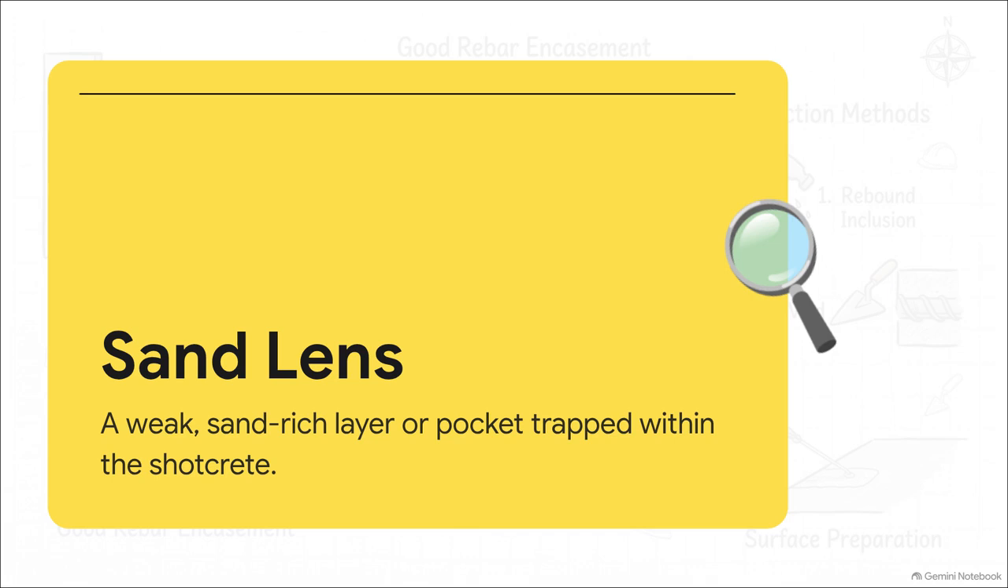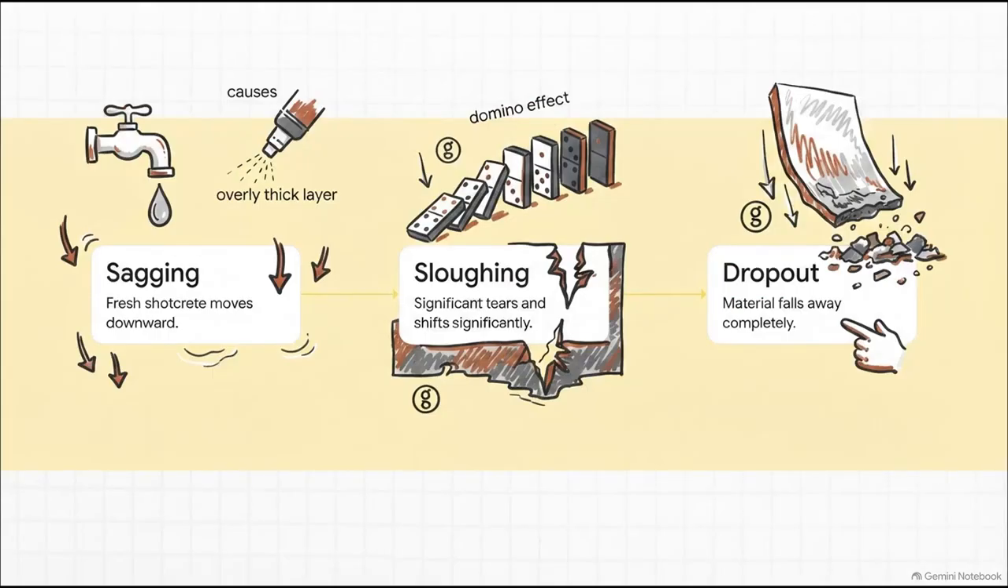They love to hide out behind congested rebar, in tight corners, or near forms where rebound gets trapped. This is exactly why, as an inspector, you have to watch those high-risk locations like a hawk during the actual shooting process. Now, what happens when fresh material has way too much water, or maybe it's just sprayed way too thick? Well, gravity always wins. The course maps out this fascinating, albeit terrifying, domino effect.